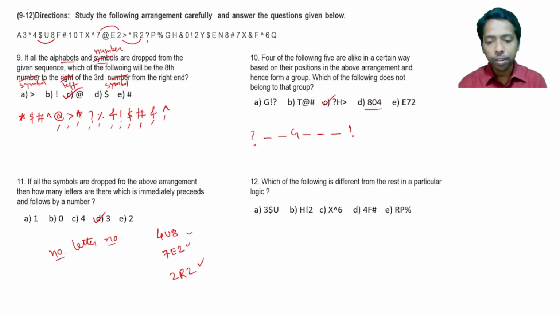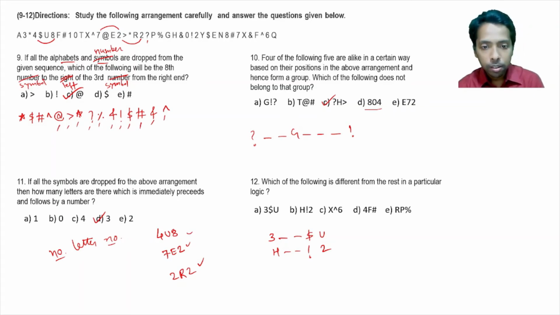Which of the following is different from the rest in a particular logic? Again, a similar kind of question. $3U, $3, 2 gap U, right? Easy one. 3, 2 gap dollar and then U. H, 2 gap exclamation 2. This is also the same. H, 2 gap exclamation 2. X, 2 gap at the rate, to the power 6, not at the rate, X 6, right?